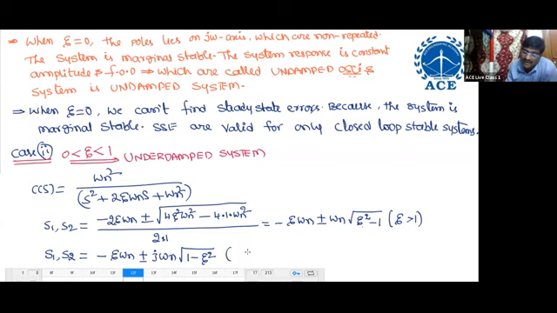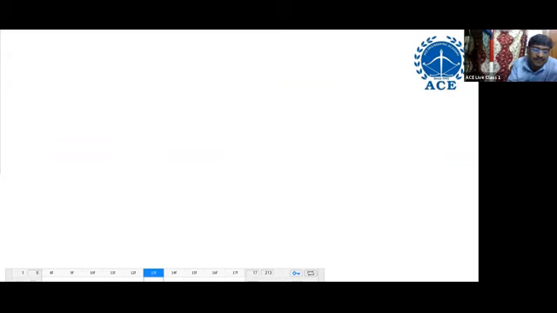So this is valid when zeta is greater than 0 and less than 1. This is the fourth case I will use; for the other case, minus zeta omega n plus or minus omega n root of zeta square minus 1. Now represent the poles in the S-plane. You represent them.